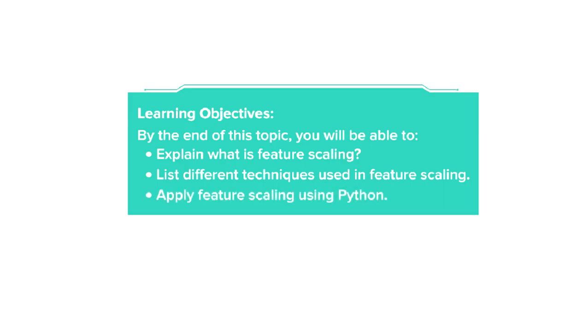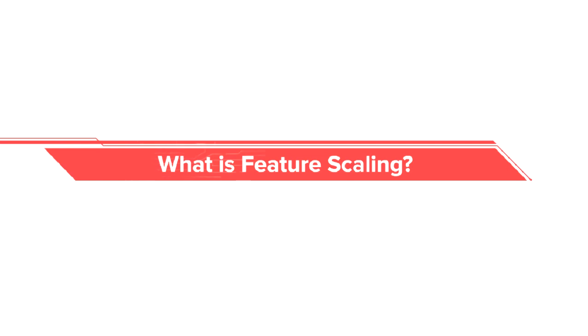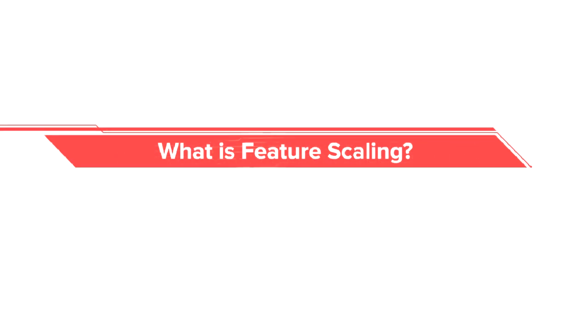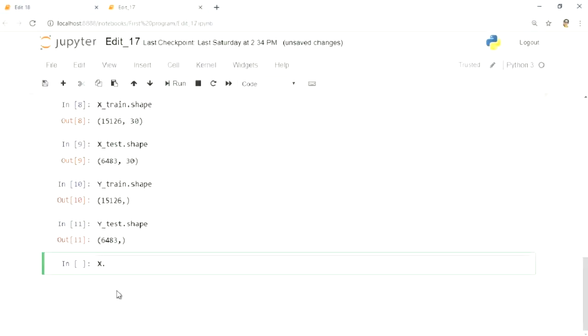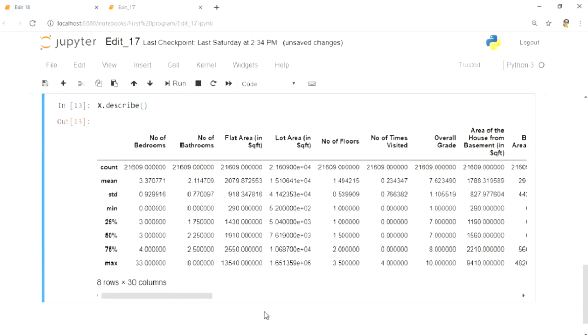So this brings us to the last stage of our data pre-processing, before we begin our modeling exercise with the processed or model-ready data. Let's understand what feature scaling is all about. As the name suggests, feature scaling is all about scaling the feature variables, that is, all the independent variables into the same range. For understanding this, let us look at the descriptive statistics of X dataset.